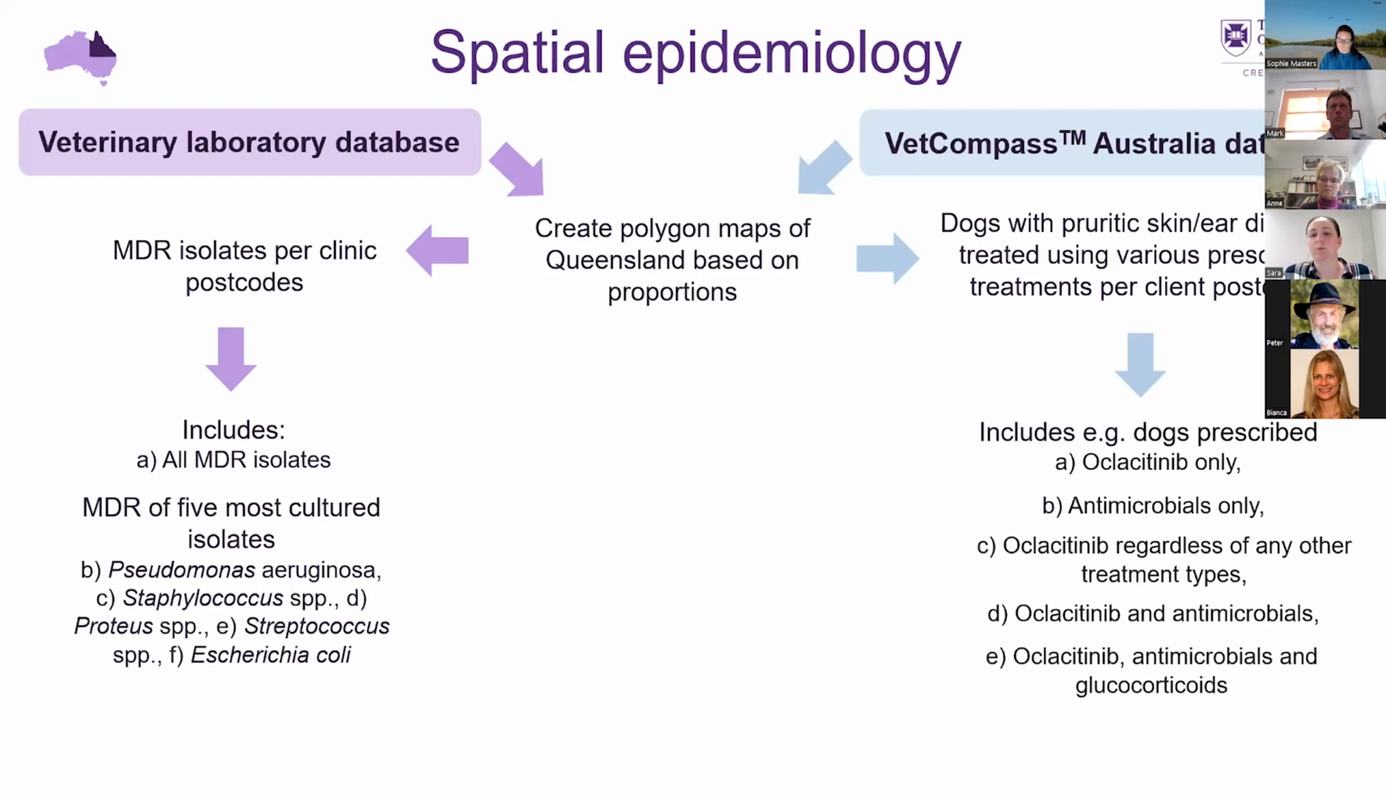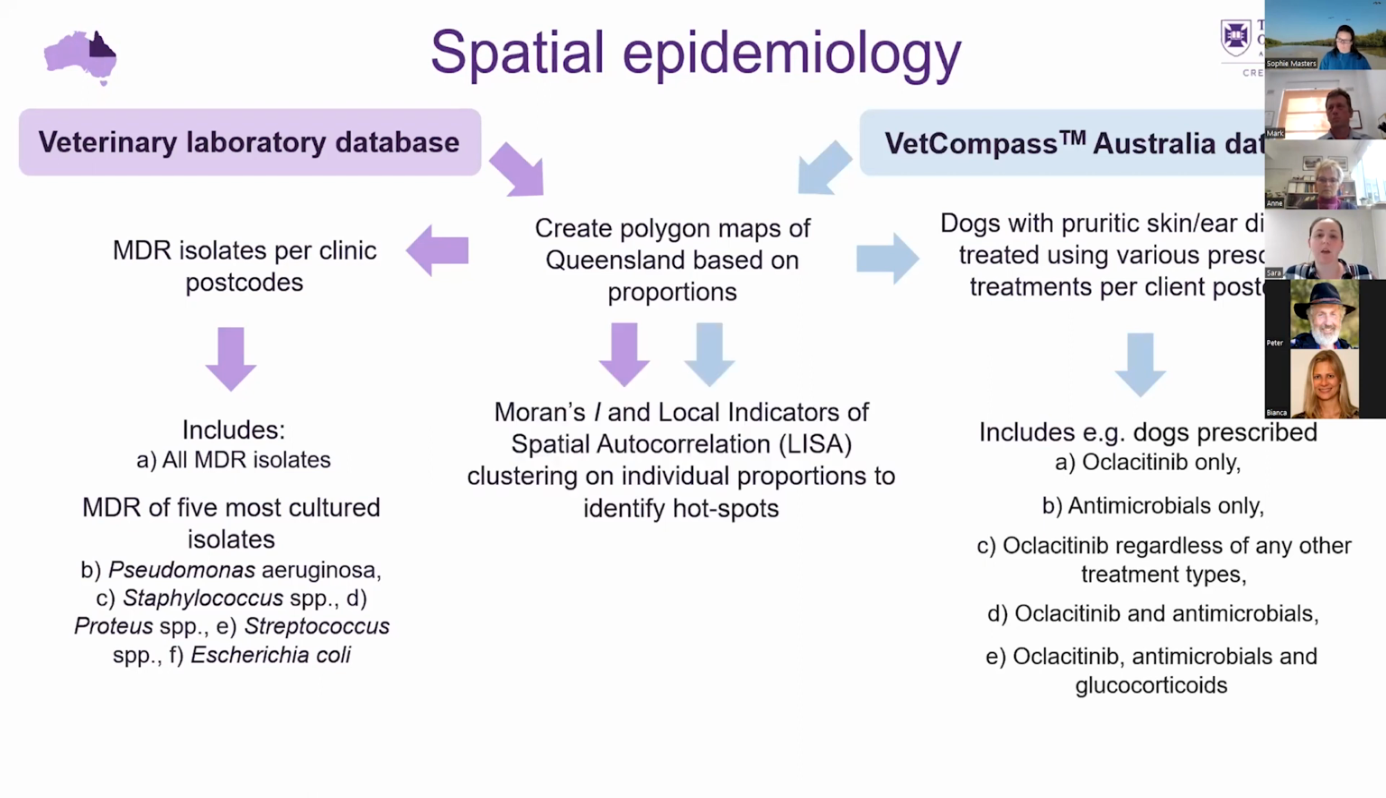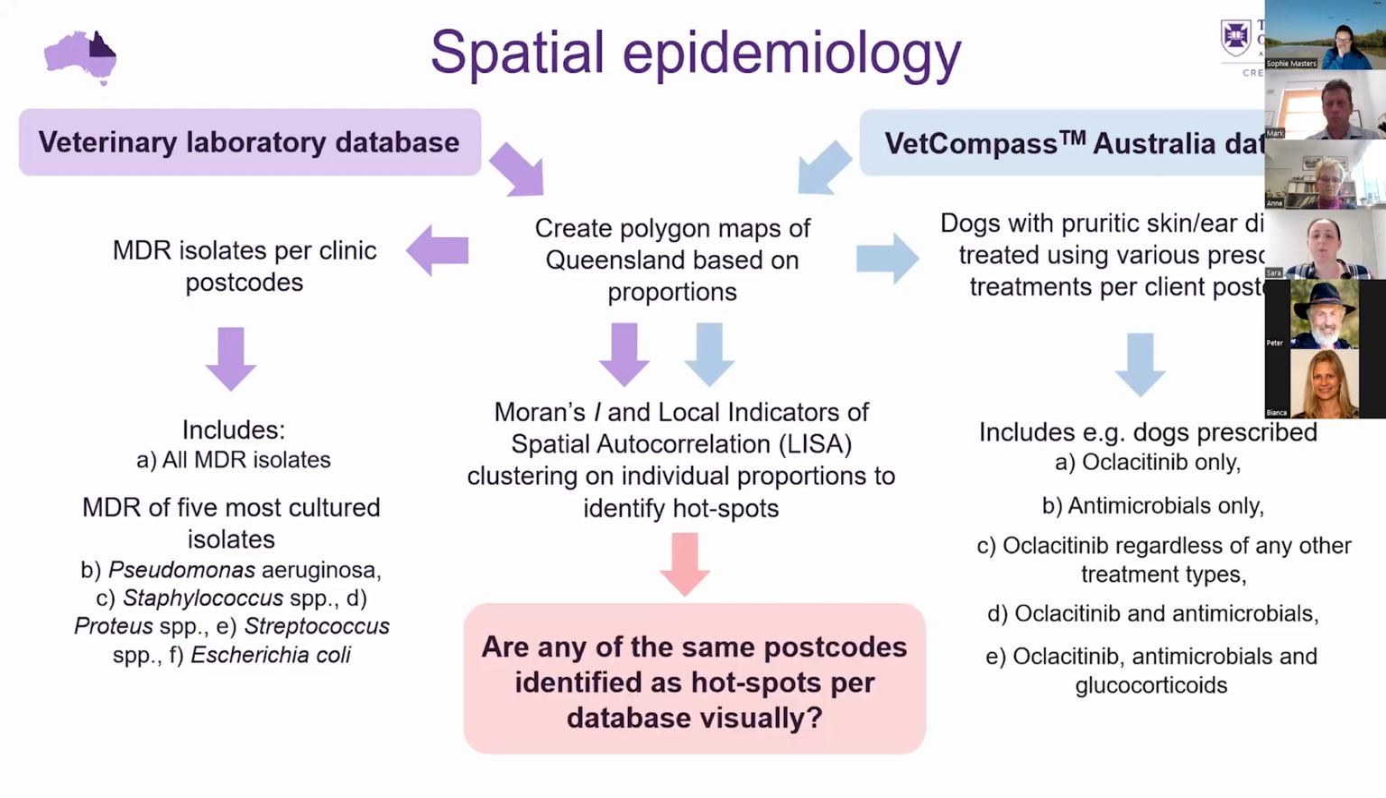So for instance, the proportion of dogs treated or prescribed ofloxacin, antimicrobials, and then combinations of treatment types such as ofloxacin and antimicrobials combined. I'll then conduct Moran's I and local indicators of spatial autocorrelation statistics to identify any clustering or hotspot areas of, for instance, high multi-drug resistant isolates. This will help identify, are any of the same postcodes identified as hotspots per proportion mapped visually?